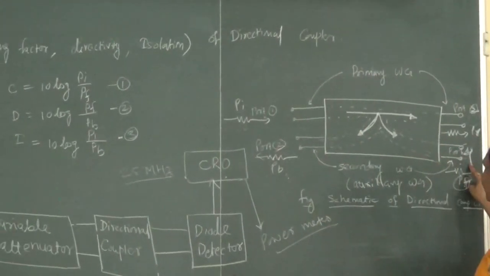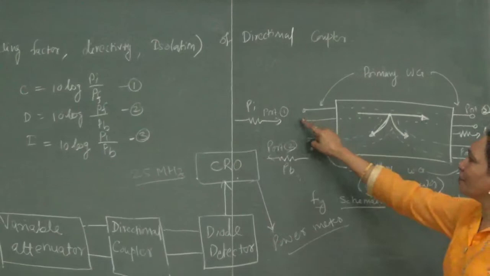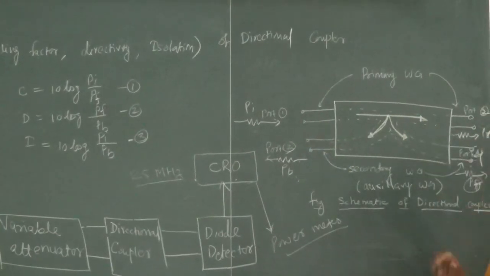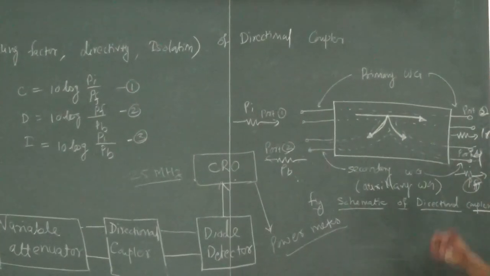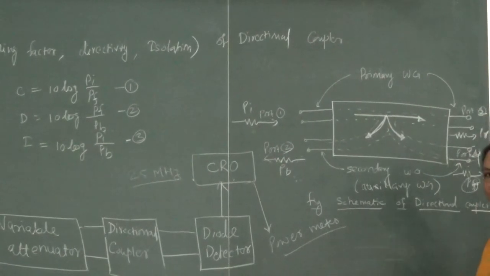Similarly, when you apply the signal at port 4, you will get the output at port 1 and port 3, but you are not getting any signal at the remaining port. That means again these two ports are isolated.